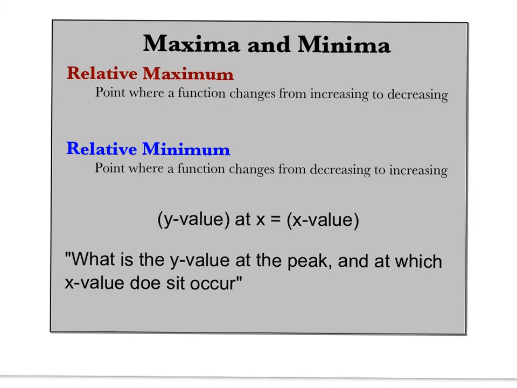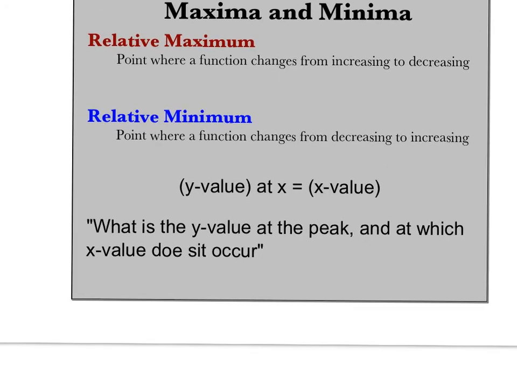The next, we're talking about maxima and minima. So we have a relative maximum at any point where the function changes from increasing to decreasing. Now it's very important that we use that definition. It has to change from increasing to decreasing. It had to go up and then turn around and come back down. Then we have a maximum.